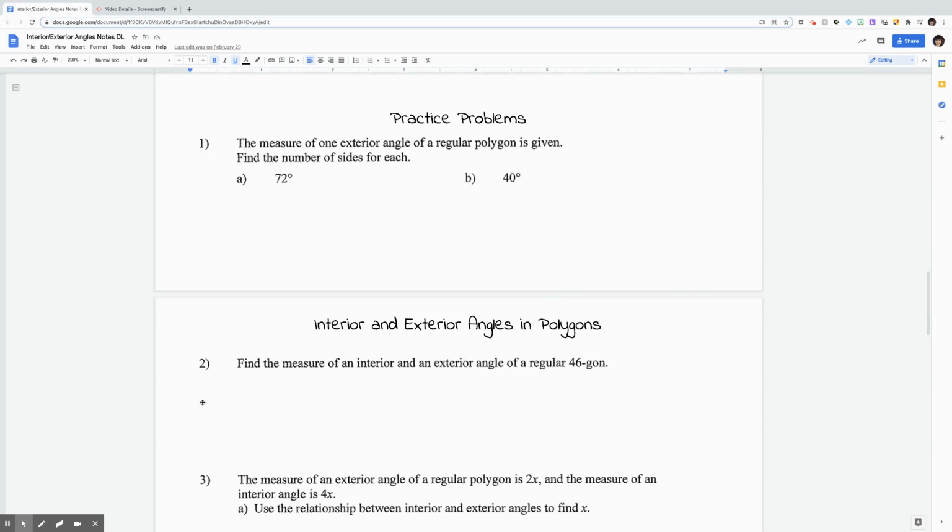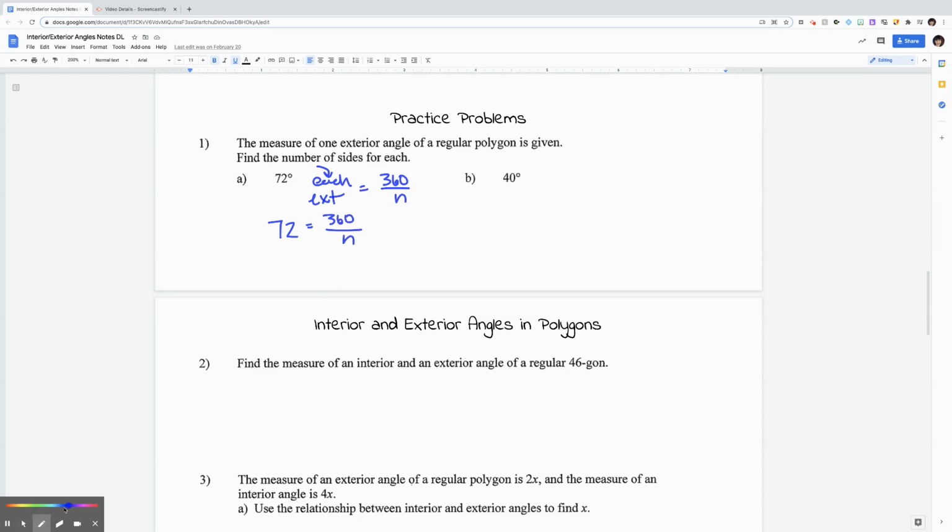So this first question is giving us the measure of the exterior angles in a regular polygon, and they want us to find the number of sides. So each of these is the exterior angle here. Remember, my formula is that each exterior angle equals 360 divided by n. In these problems, I know this value, and I'm looking for n. So here in this one, this would be 72 equals 360 over n.